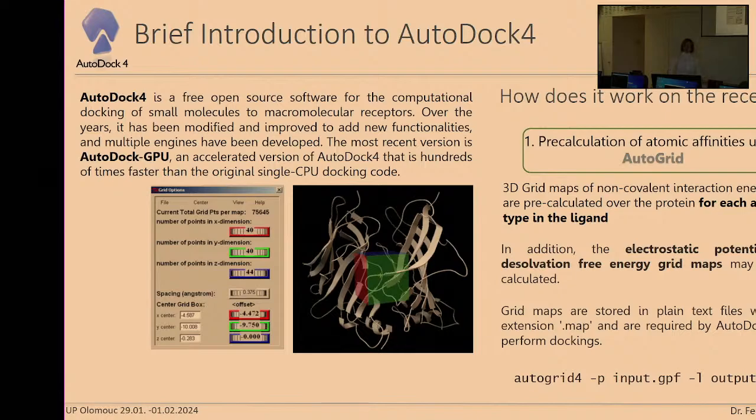My suggestion is to try to locate the center of the grid box near the center of mass of the ligand, and make it wide enough to let the whole ligand move. So not so small, but not too big either, because otherwise we will have configurations of the ligand even out of the binding site, and that is not what we want. So the first thing is to locate the grid box, as I said.